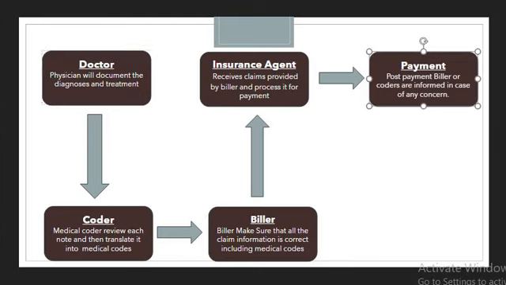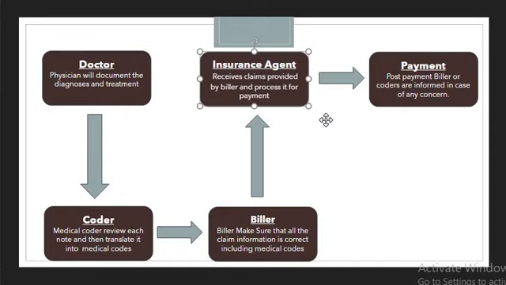Okay, generally the flow is like this. You can see the arrows, but in any case they can reach out to each other. If during the payment process something is wrong, he can reach out to the insurance agent, and then the insurance agent can reach out to the coder or biller or doctor as per the requirement. Once everything is finalized, he will process the payment, and if there is any issue, they can simply reach out to the coder or biller as per the requirement and take the corrective measures. So this is how the flow works.